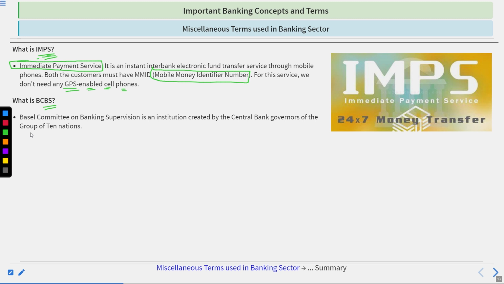Now, the BCBS. BCBS stands for the Basel Committee on Banking Supervision.